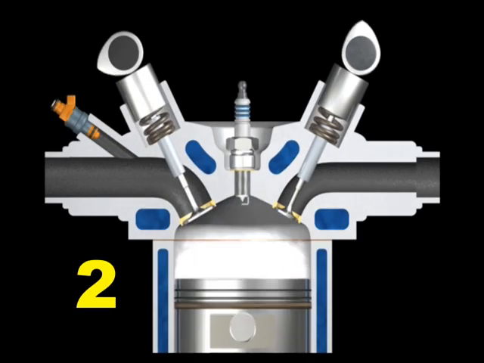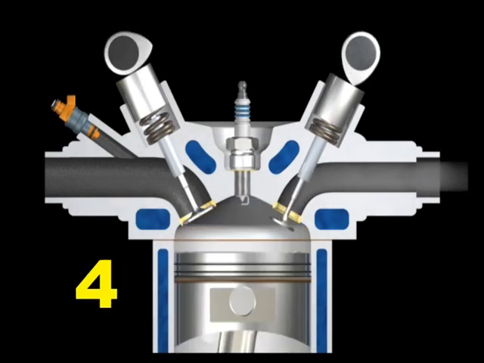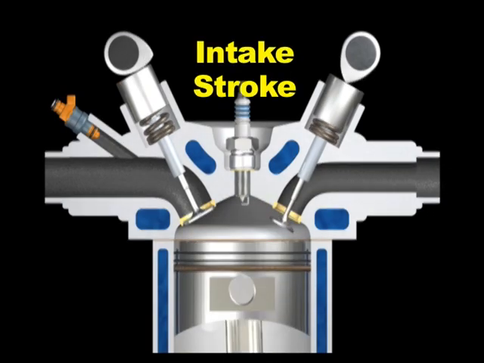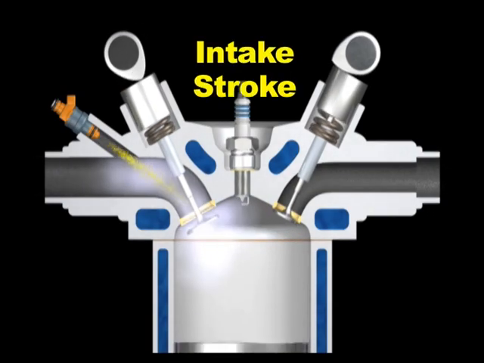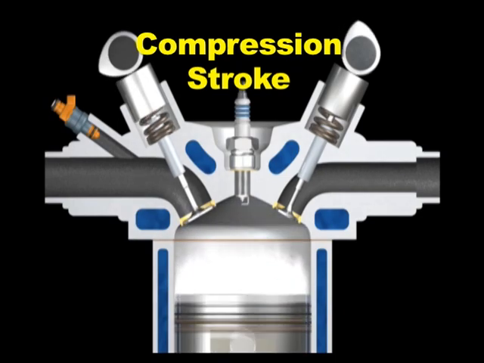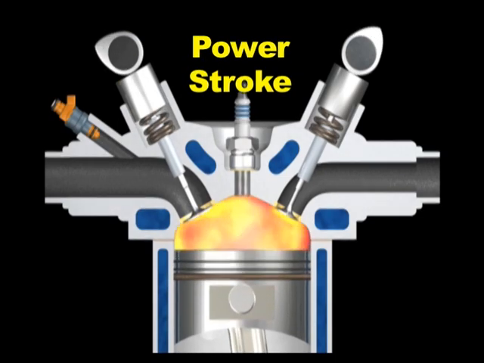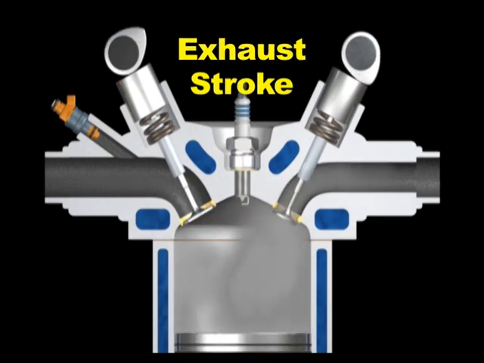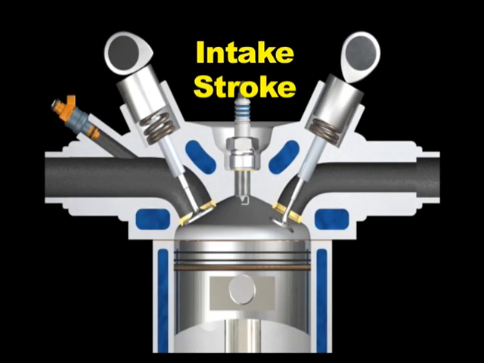The 4-stroke cycle needs 4 piston movements to complete one series of events. The intake stroke begins the cycle, and then comes the compression stroke, the power stroke, and finally the exhaust stroke.